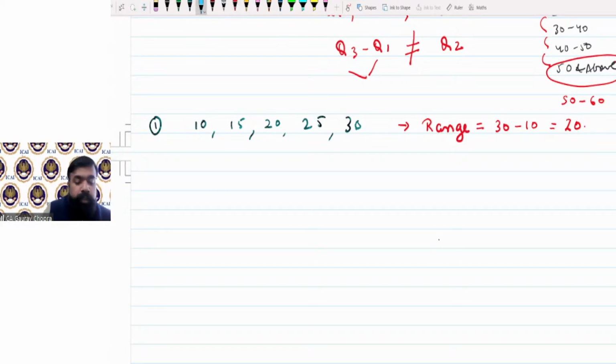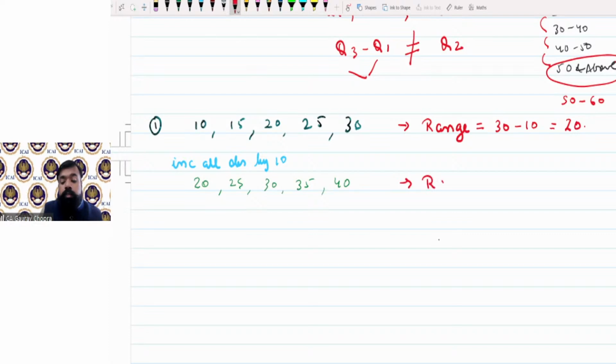So my question is, if we increase all observations by 10, the new observations will be 10 plus 10, 20. 15 plus 10 becomes 25, then 30, 35, and then 40. This will become the new series. So what will be the new range? The new range will be highest value 40 and lowest value 20. Therefore, again, the range will be the same, that is 20.